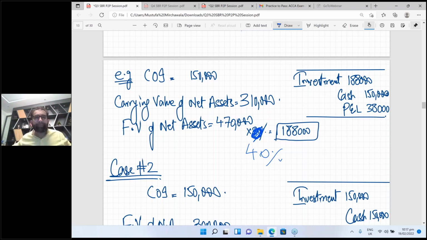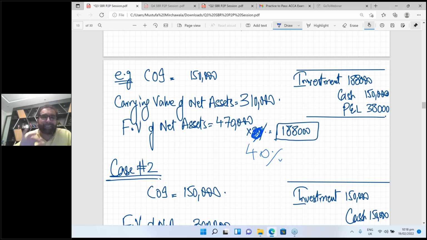I repeat, simple consolidation case. You are computing goodwill. Your holding is 100%. Your COI, cost of investment, is 100,000 and the fair value of net assets of subsidiary is 80,000. So obviously at the bottom line you will get 20,000 goodwill because you are paying more than fair value.